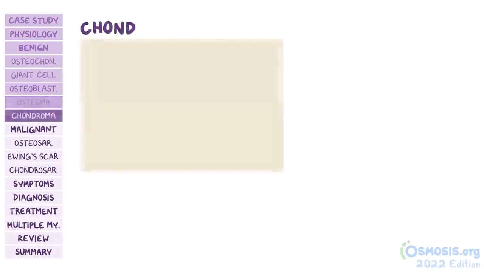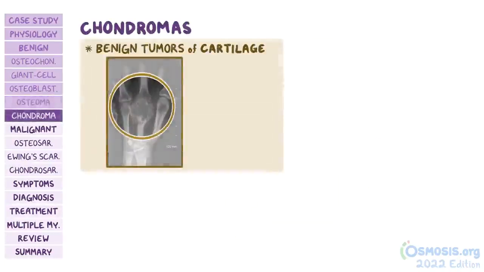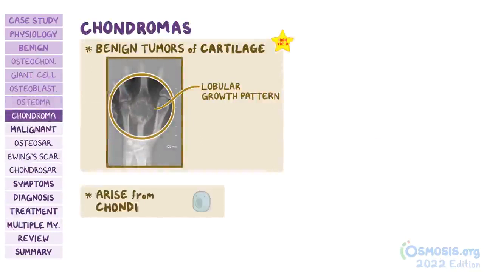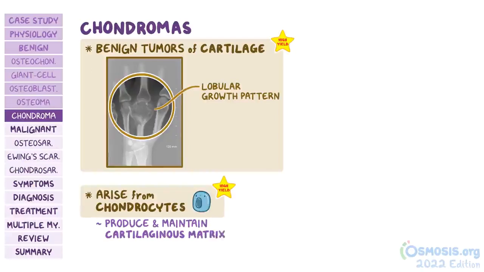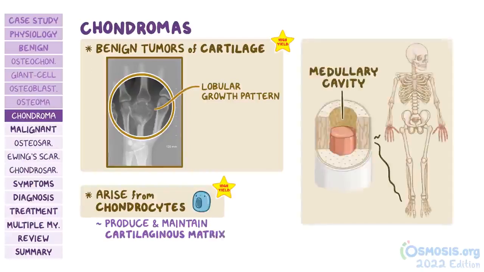And finally, chondromas are benign tumors of cartilage, with a lobular growth pattern. They arise from cells called chondrocytes, which produce and maintain the cartilaginous matrix, and are typically located within the medullary cavity of the small bones of the hands and feet.